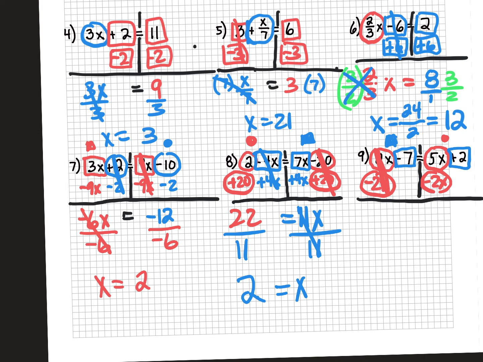This -7 is cool. The 5x is cool. The 2 has got to go to the other side. So I'm going to go -2, -2. That gets rid of the 2's there. So I get -7 minus 2 is -9. 7 people on the negative team, 2 people more on the negative team is -9, equals 5x's minus 2x's is 3x's. I divide by 3, and I get x equals -3.